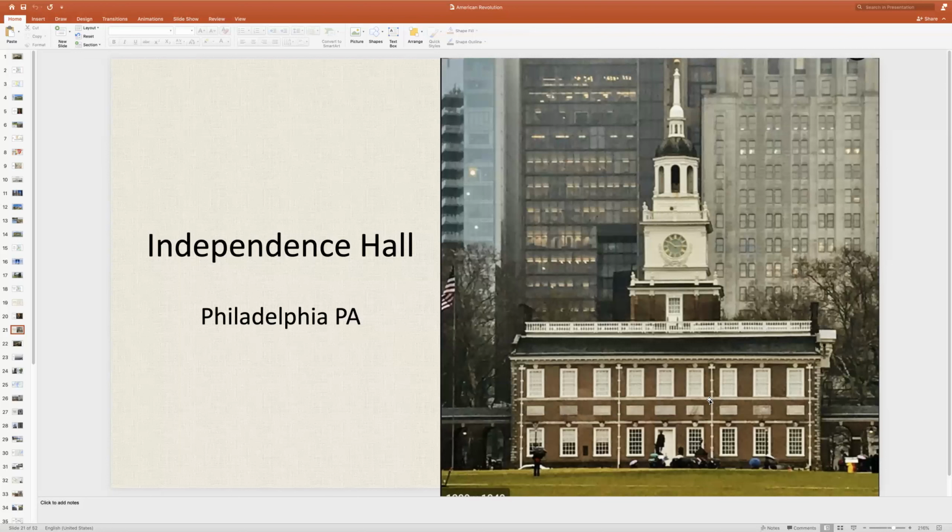And has endeavored to bring on the inhabitants of our frontiers the merciless Indian savages, whose known rule of warfare is an undistinguished destruction of all ages, sexes, and conditions.